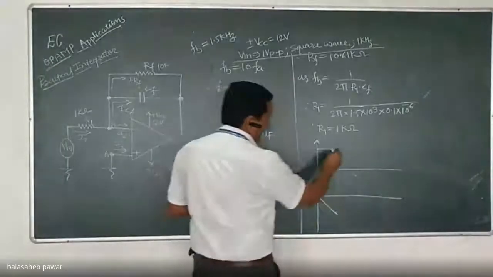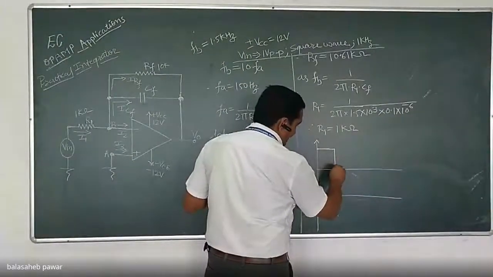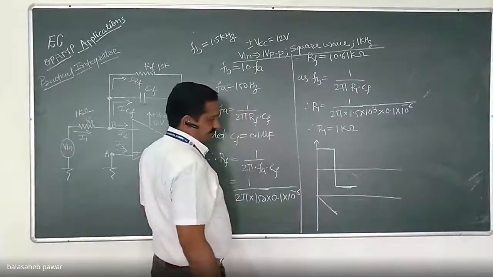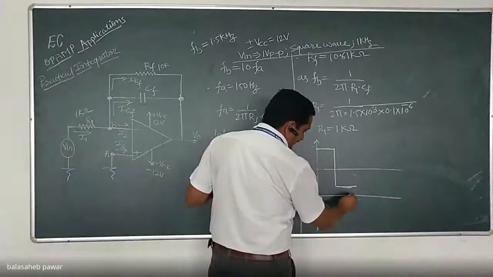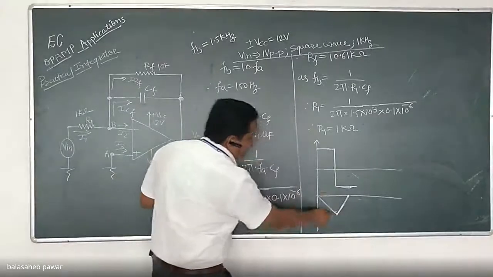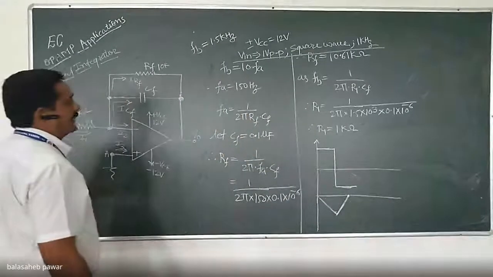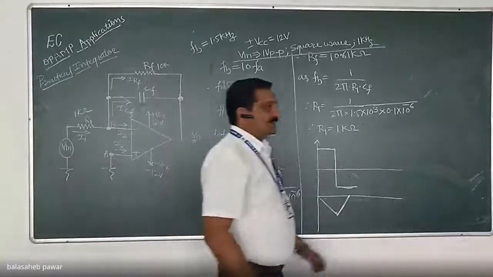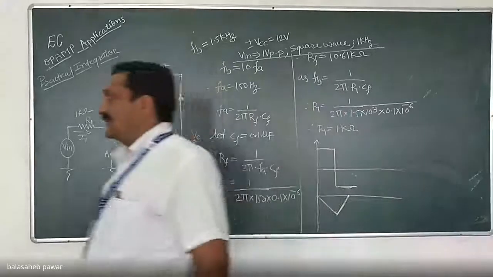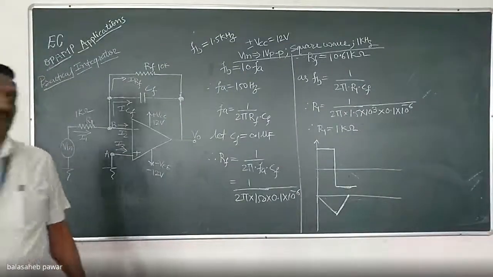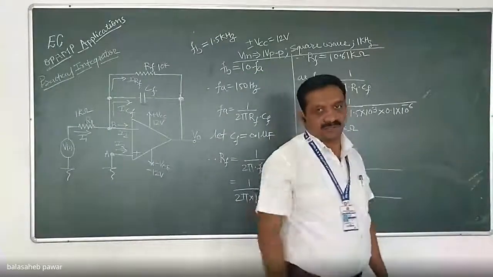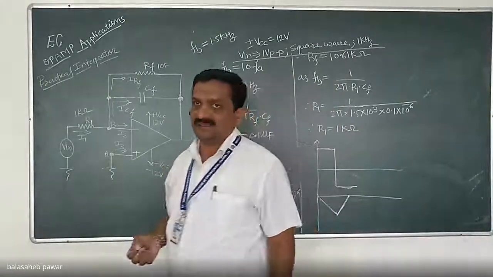If I remove this one and apply a negative step signal like this, then the output of the integrator will be a positive ramp coming from that previous value. So see, yesterday we defined the formula Vo equals minus 1 upon RC times the integration of Vin dt. You have to add to that formula plus Vo at t equals 0, that means its initial output voltage.